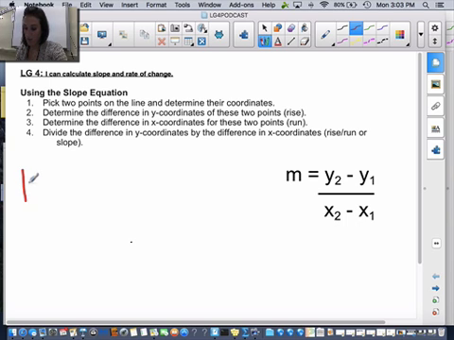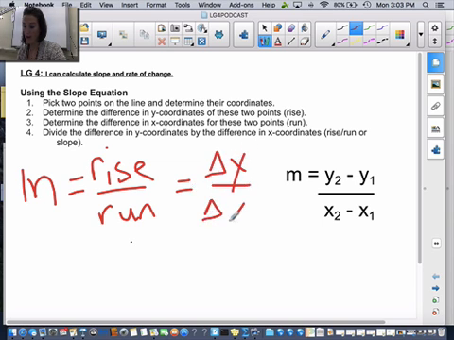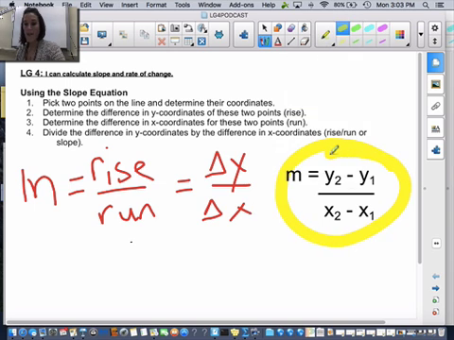However, when we're finding slope, we've already talked about how you would take your rise over your run. So when we rise on a graph, that is our y values. And when we run, that is our x values. So we're going to simplify this in an equation: y2 minus y1 over x2 minus x1.